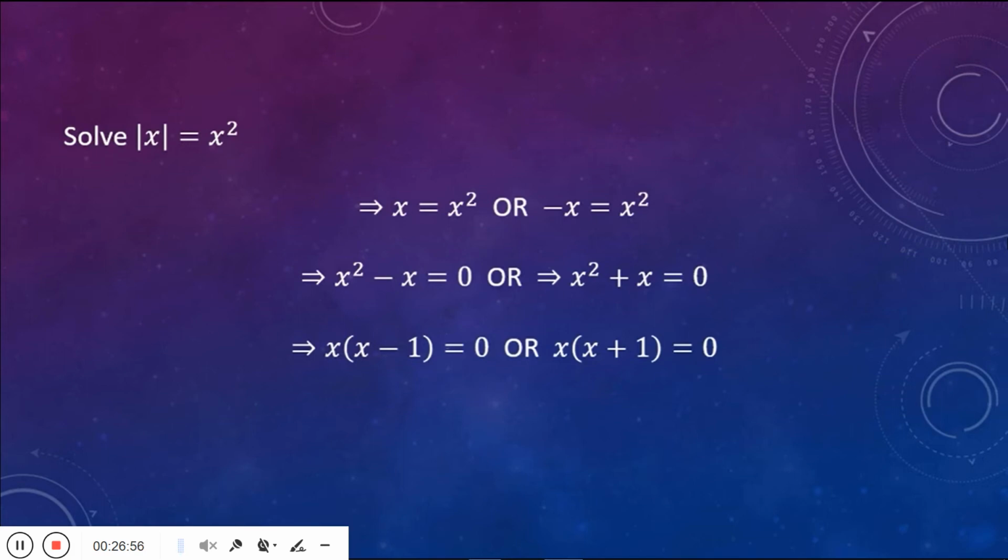We now have two pretty basic, pretty straightforward equations to solve. The first one there, we get the values of 0 and 1. The second one there, we get values of 0 and negative 1. So what are the distinct x values that we come up with when solving these two equations? We get negative 1, 0, and positive 1.